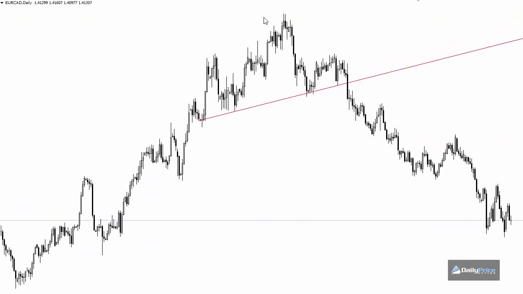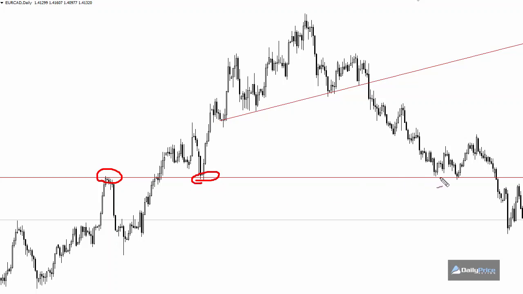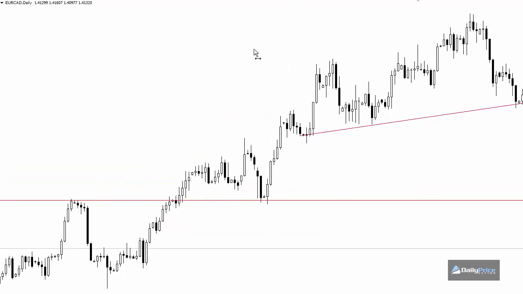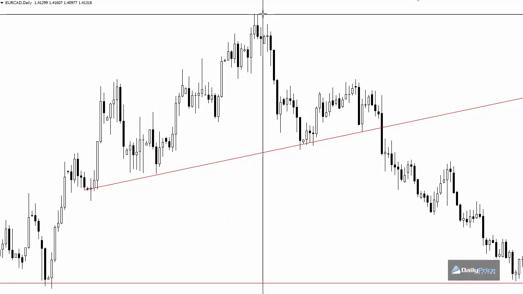So if we zoom out here and I just draw a horizontal level here, we can clearly see that we have resistance, previous resistance, and previous support back here. Now, this low right here, obviously we wouldn't have known about this low back here when this broke, so we're not going to consider this low at this point. So if I zoom in here, the way to take a measured move of a head and shoulders pattern is to measure from the top of the head down to the neckline. And we can see that that's about 600 pips or so.